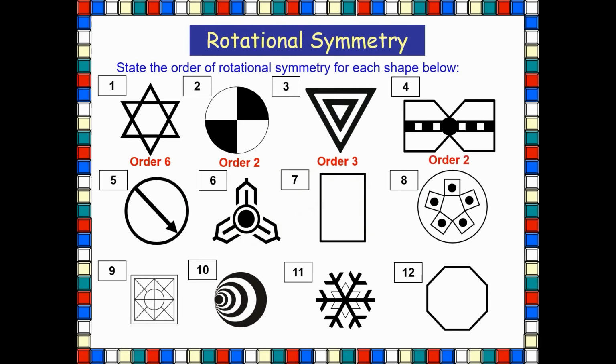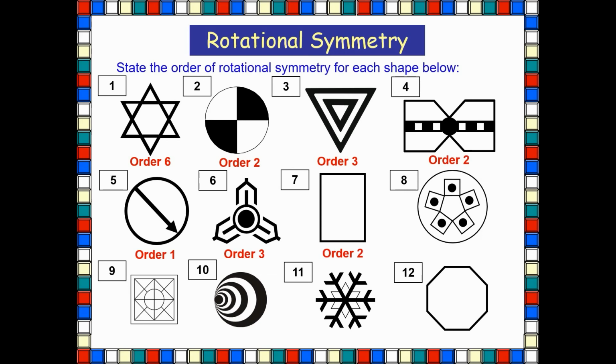Question 5, we have a circle, but we have an arrow in that circle pointed to one side only. So in this case, it has order 1. Question 6, we have this sort of three arms. So this shape will fit into itself 3 times when it's turned in a full rotation. The rectangle in question 7, it has order 2, as we have already seen.